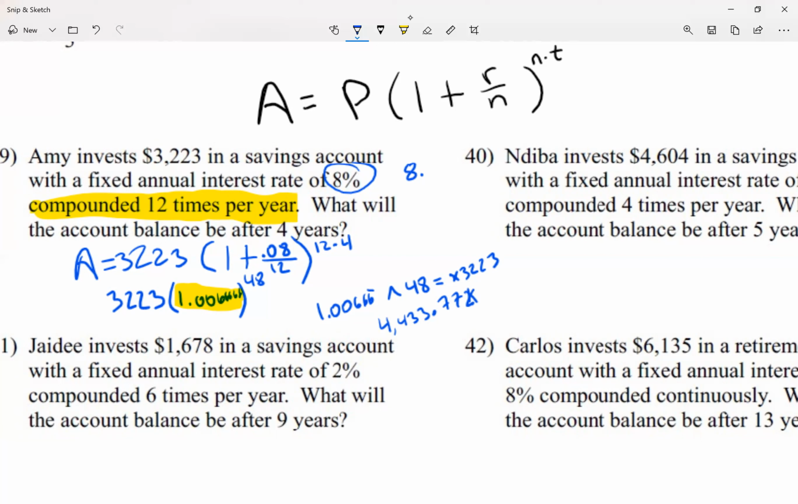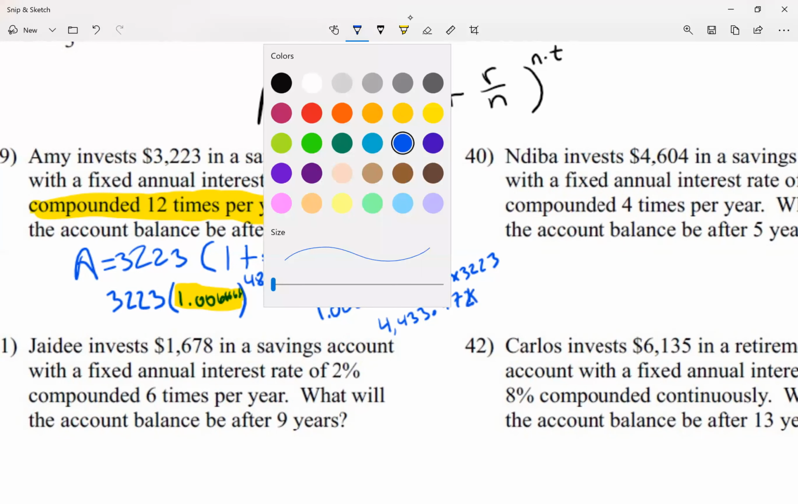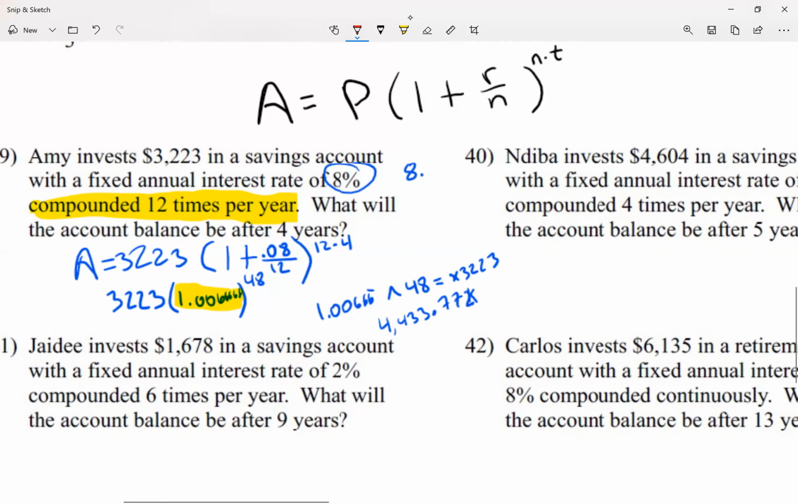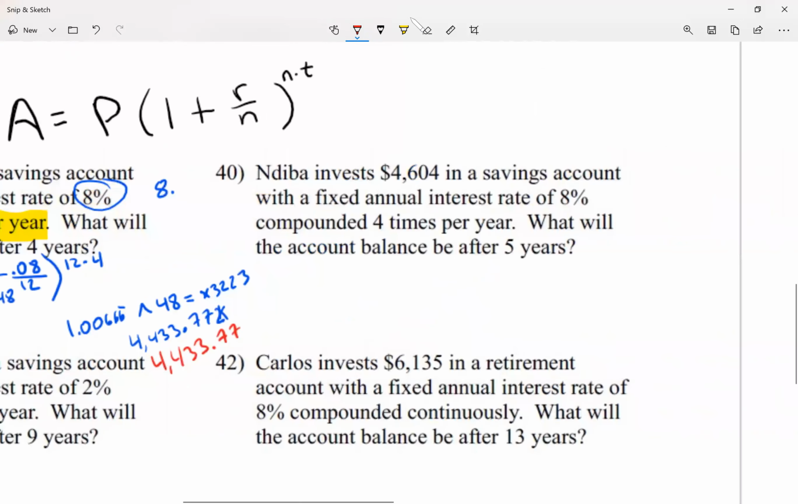So my answer here should be 4,433.77. So 4,433 with 77 cents. Wow, that's a great investment. She started with a little over 3,000 and she gained a little more than 1,000 in 4 years. In 4 years at an 8% interest. Not bad. Now let's take a look at number 40.